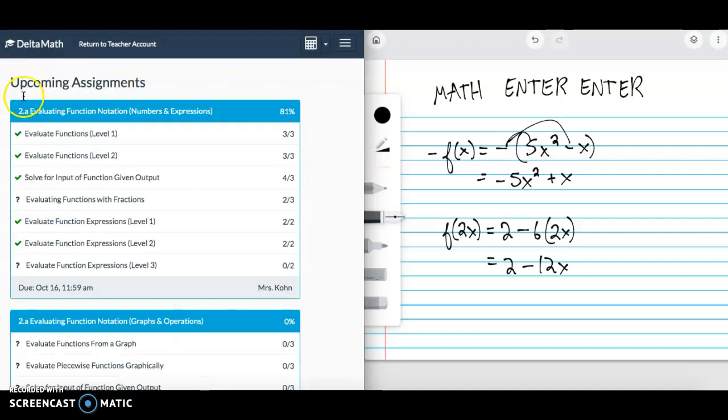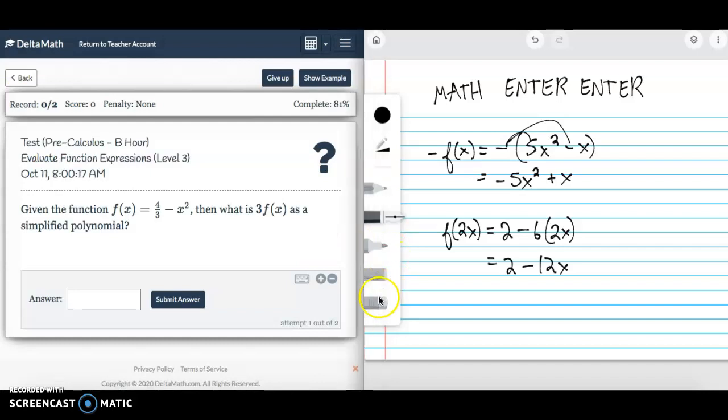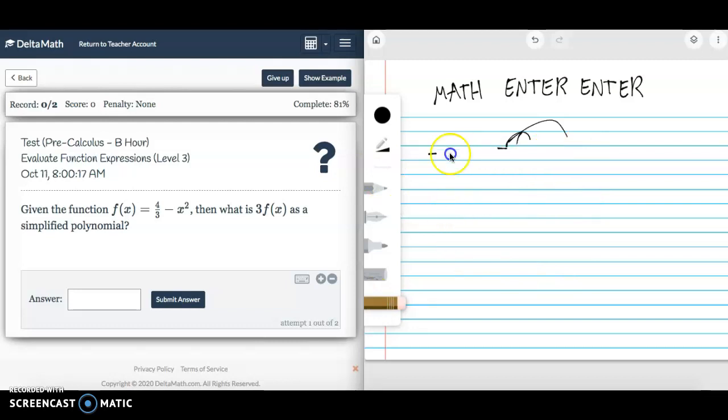Beautiful. All right, last one, level 3. So for this one, I have f of x equals 4/3 minus x squared, and it wants me to multiply my whole function by 3. So 3f of x would be multiplying my whole function by 3. So I'm going to have to distribute the 3 into there. 3 times 4/3, well, my 3's will end up canceling out, or you could think of it as you're doing 3 times 4 is 12, divided by 3 is still 4. And then 3 times negative x squared would just give me negative 3x squared.